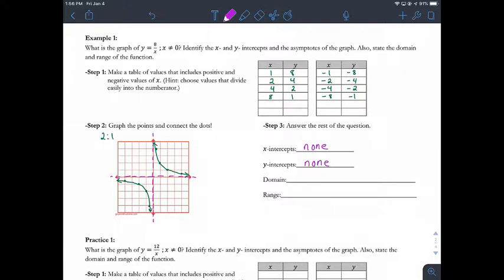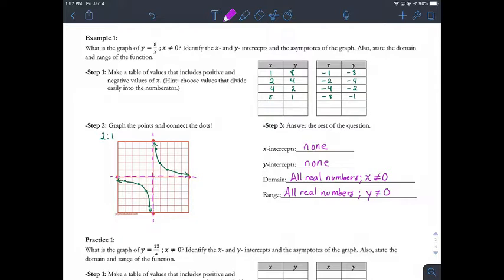Our domain would simply be all real numbers, except for where x cannot equal 0. And our range, very similar, all real numbers where y does not equal 0.